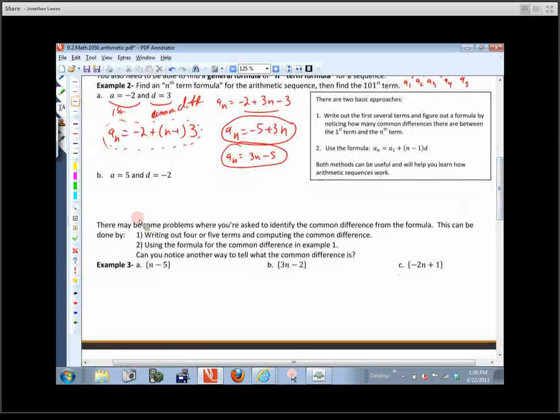Okay? So let's take a look at the next one. First term is 5. We want to find the 101st term. Look how easy it is to find the 101st term. Plug in a 101, that's 303. Subtract 5, so that's going to be 298.